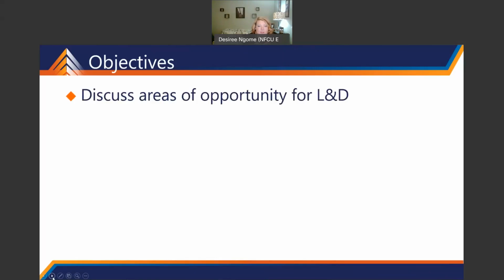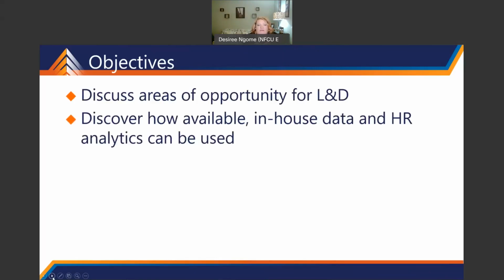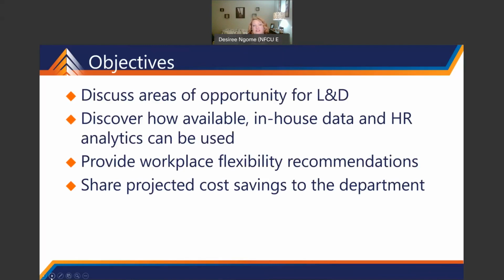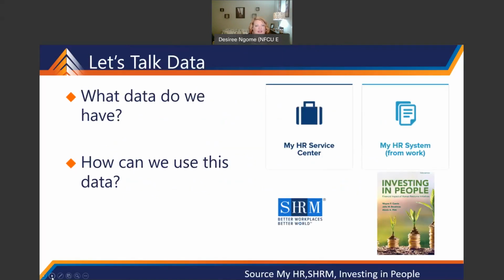So I have a few goals for our robust session here this morning. Today, I really want to look at the areas of opportunity for learning and development, truly discover how we as a department can utilize available in-house data and HR analytics. Additionally, I will provide you both with my workplace flexibility recommendations. And finally, I'll finish the presentation with my projected cost savings to the department. So let's go ahead and talk data.